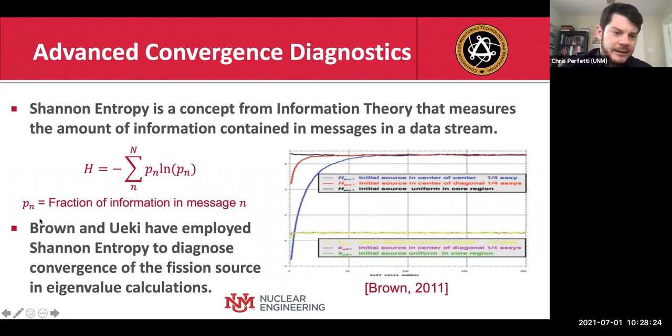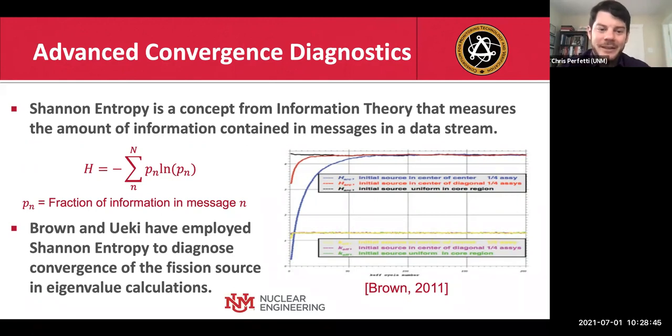So some fellows named Forrest Brown and Taro Ueki from Los Alamos developed this method. Forrest is recognized as the god of Monte Carlo. He actually just retired from Los Alamos, but shameless plug, he's giving lectures still at UNM. So we're really happy to have him teaching our students.